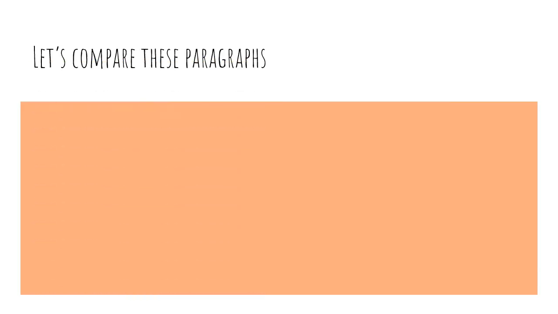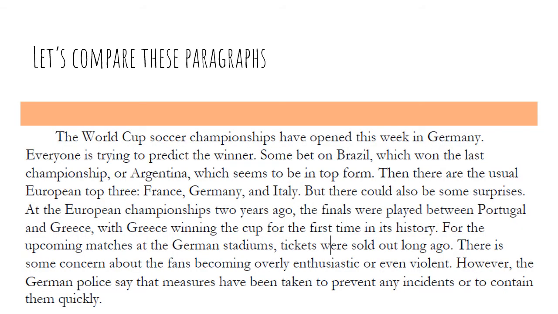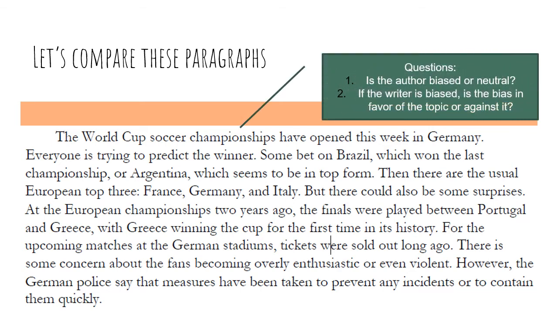Now, for your practice, let's compare these paragraphs about, this time, the World Cup Soccer Championship. Read this first paragraph, then answer the questions. We have two questions here. First, is the author biased or neutral? And second, if the writer is biased, is the bias in favor of the topic or against it? You can pause now to read the text carefully.